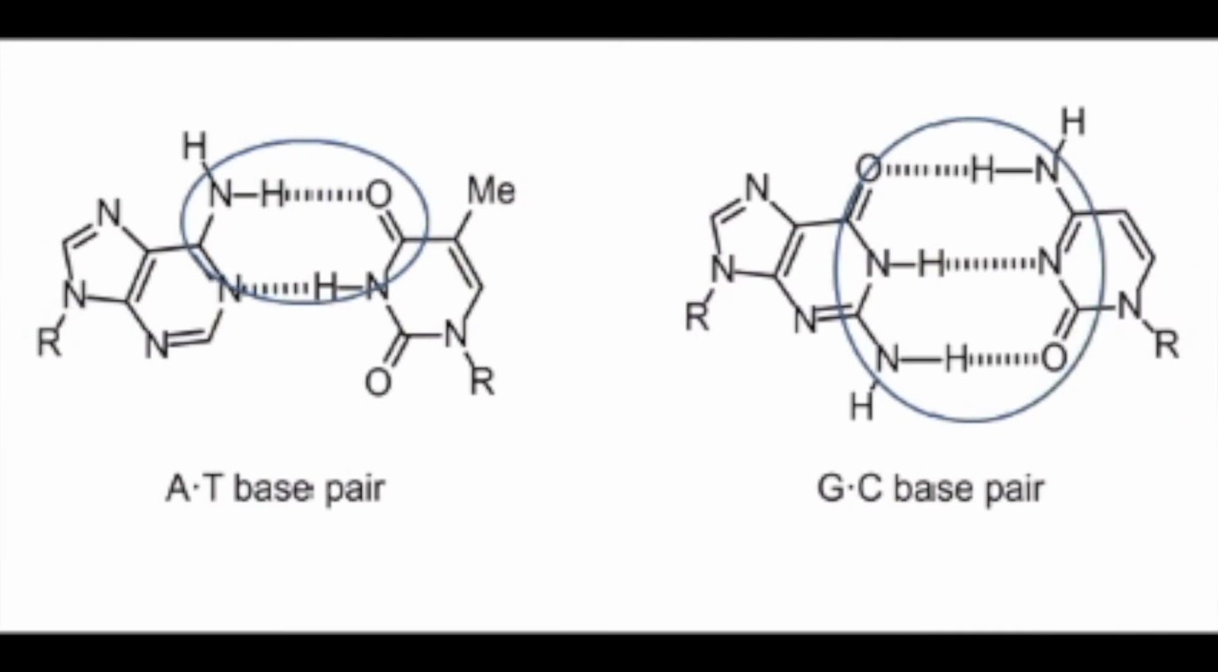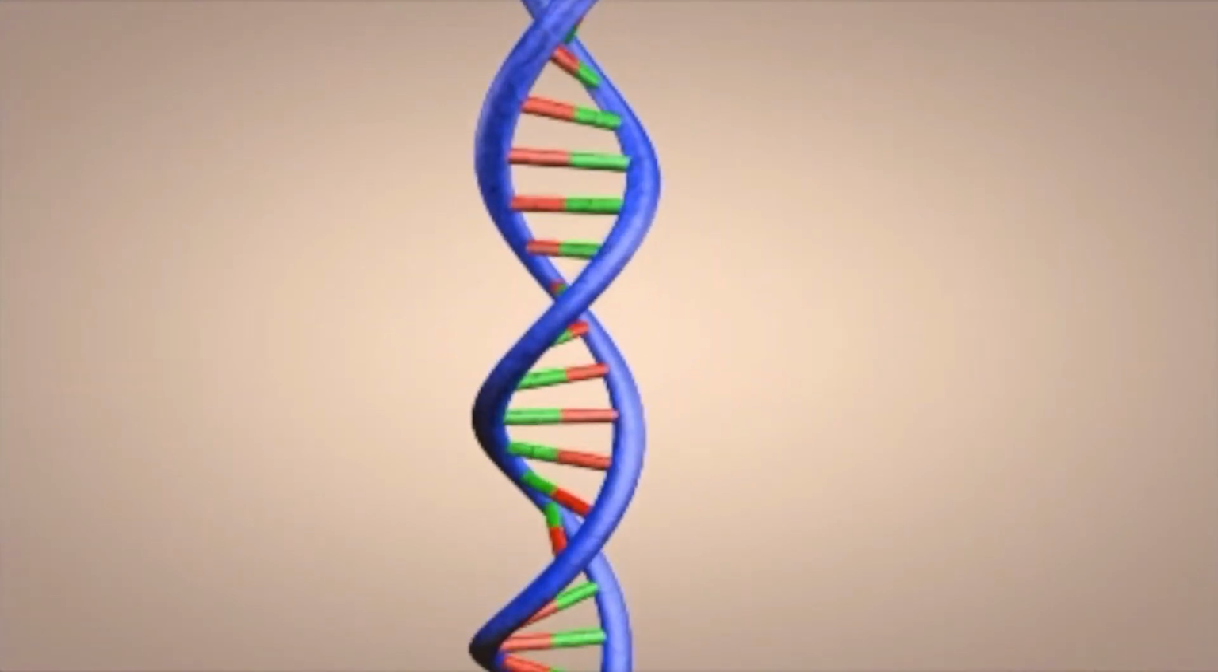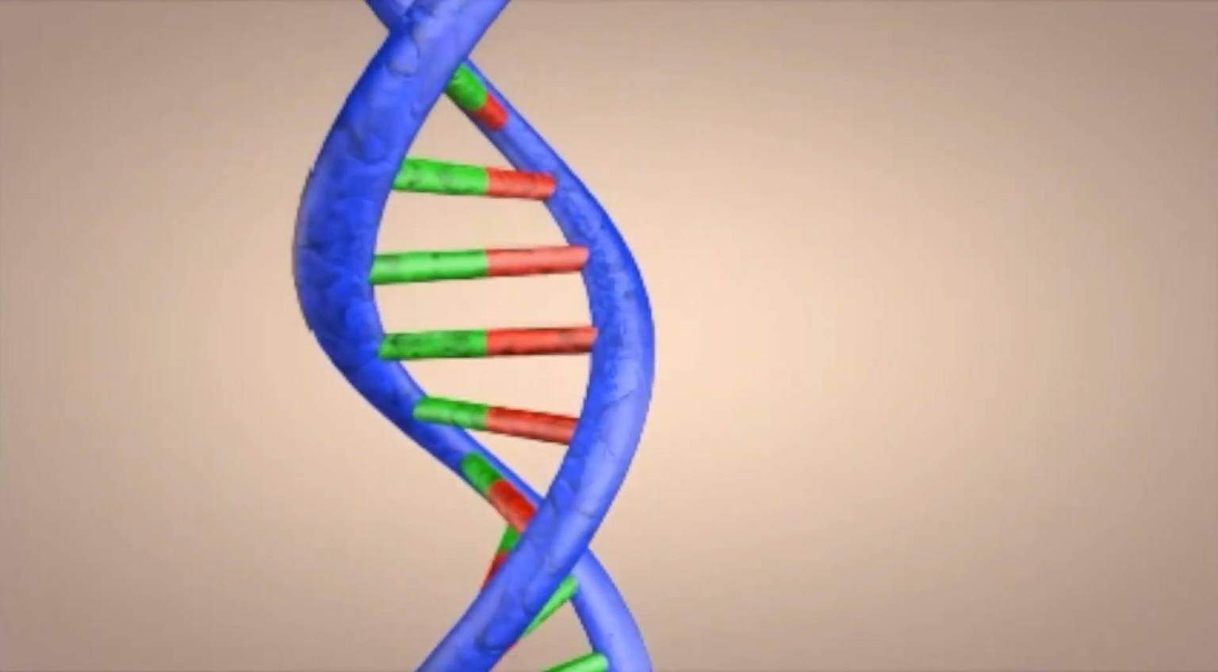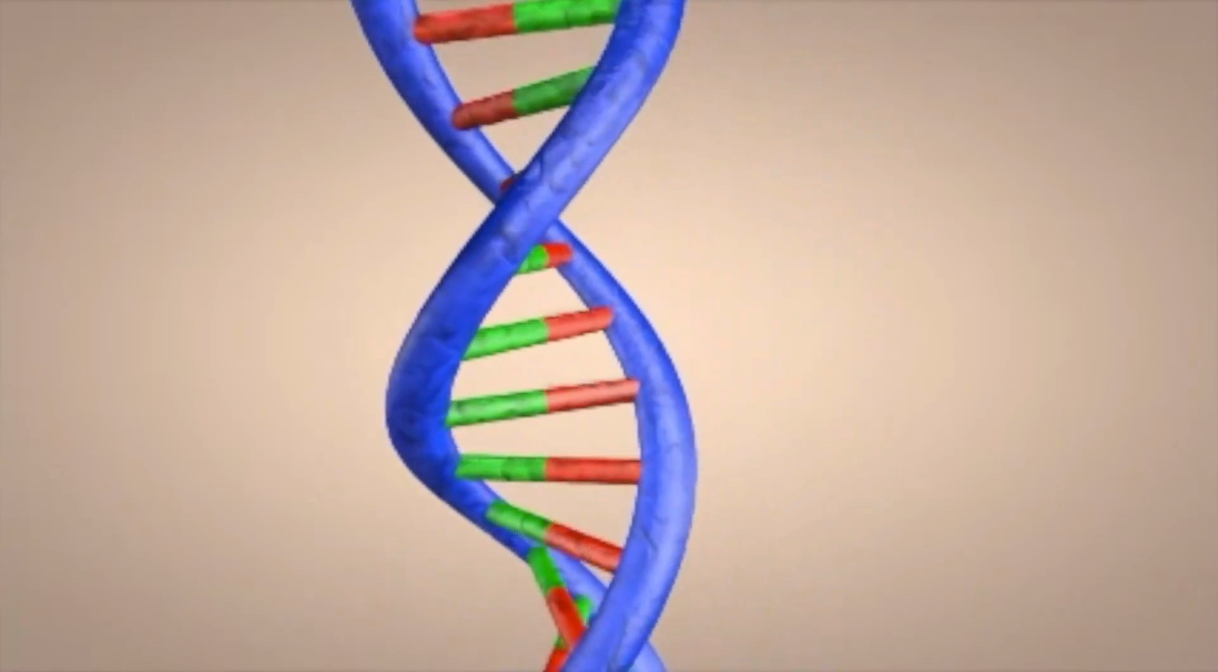The bond between A and T is a double bond, while the bond between C and G forms a triple bond. These bonds are what form strands of DNA, which are connected by hydrogen bonds, creating the double helix structure.